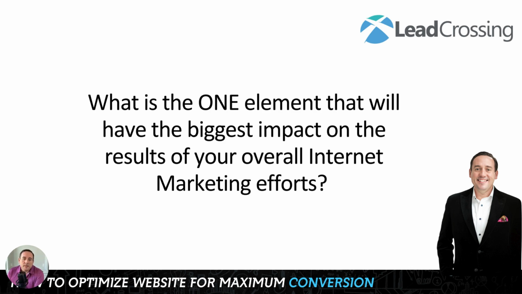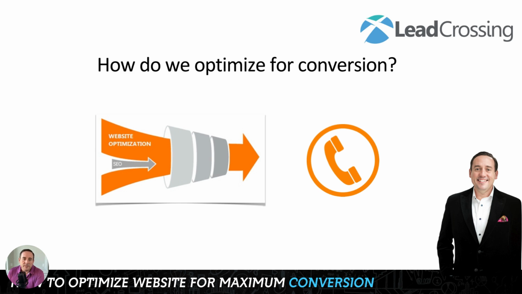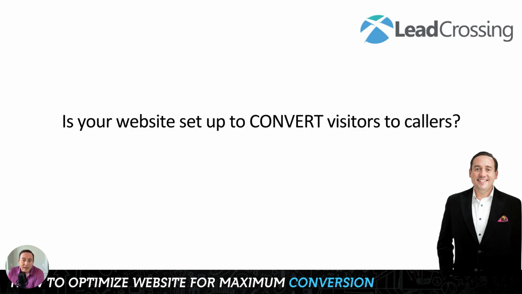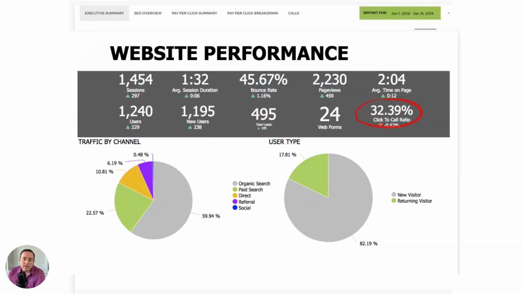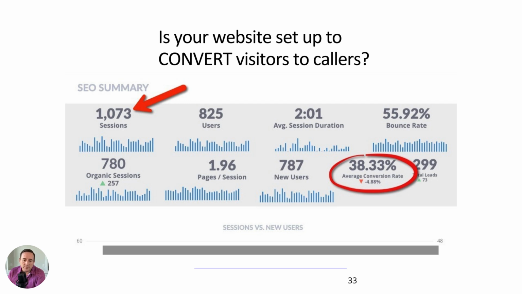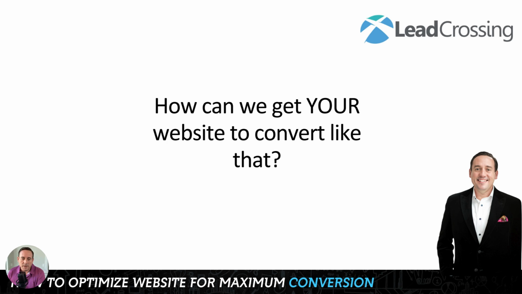So what is the one element that will have the biggest impact on the results of your overall marketing efforts? And it is conversion. And so how do we optimize for that? I start by asking myself this question: is the website set up to convert visitors to calls or forms? And you should have some sort of report that you can look at that will show you your current numbers. If you don't have that, that's something to get, so that you have a benchmark. It may look something like one of these, and it will let you see how many people are converting in the current structure. So again, so that you have something to benchmark against and compare with.